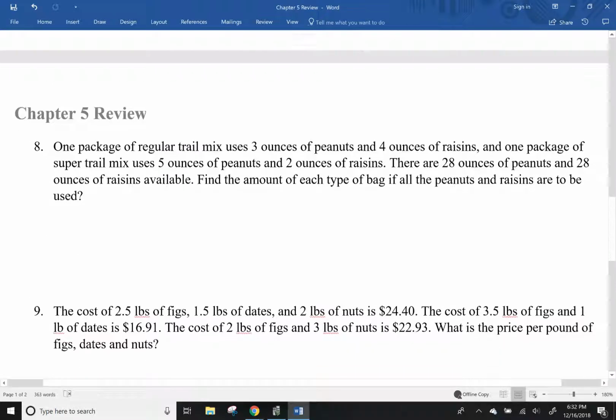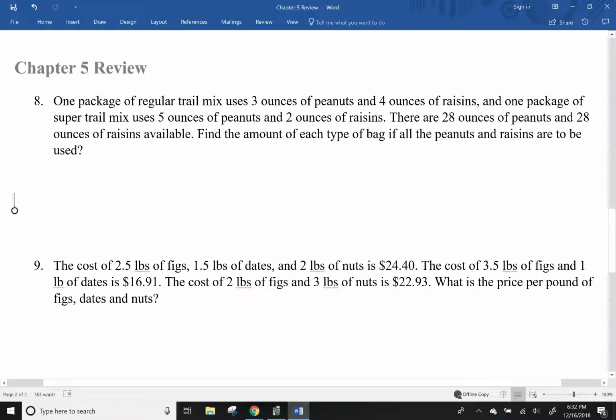Number 8: 1 package of regular trail mix uses 3 ounces of peanuts and 4 ounces of raisins, and 1 package of super trail mix uses 5 ounces of peanuts and 2 ounces of raisins. There are 28 ounces of peanuts and 28 ounces of raisins available. Find the amount of each type of bag if all the peanuts and raisins are to be used.